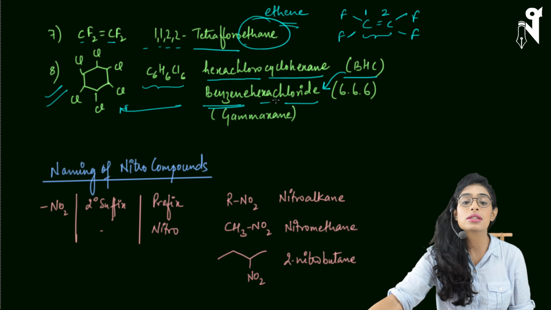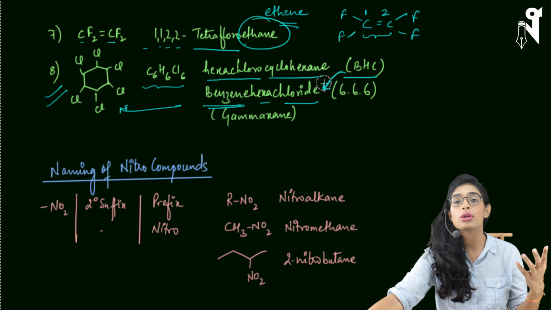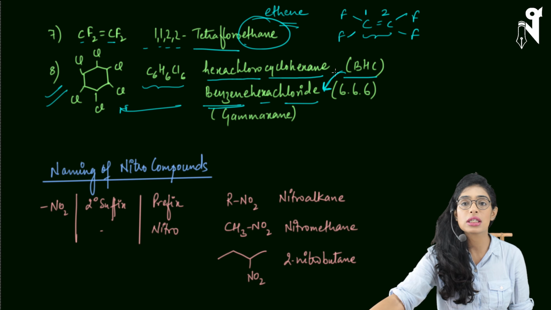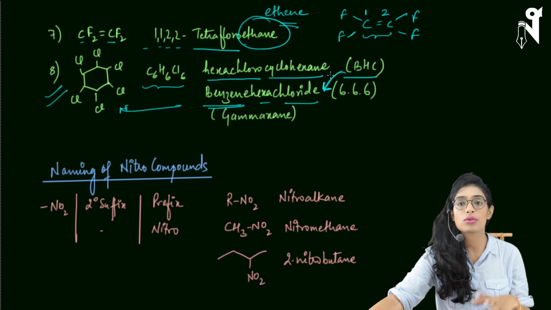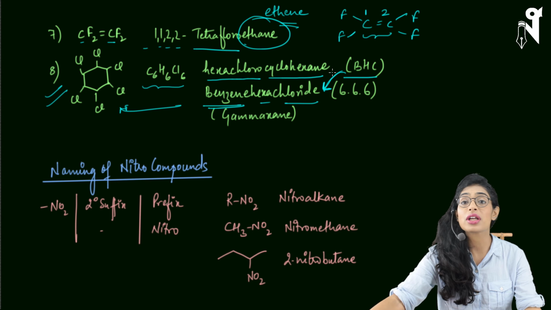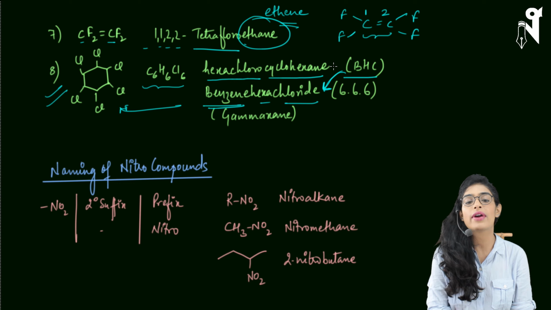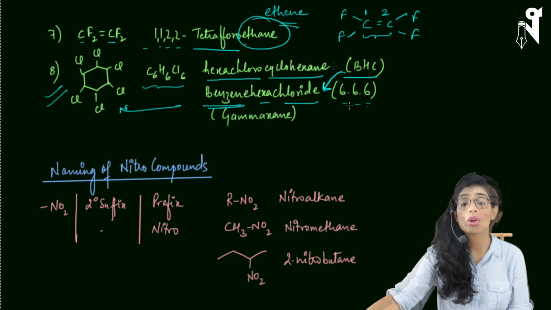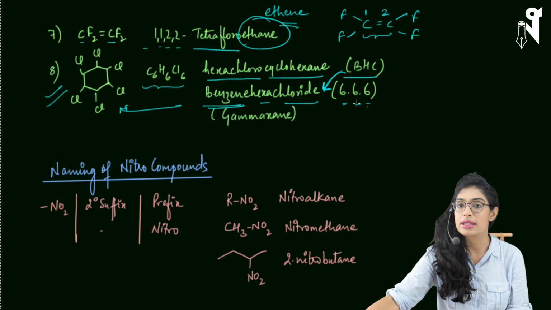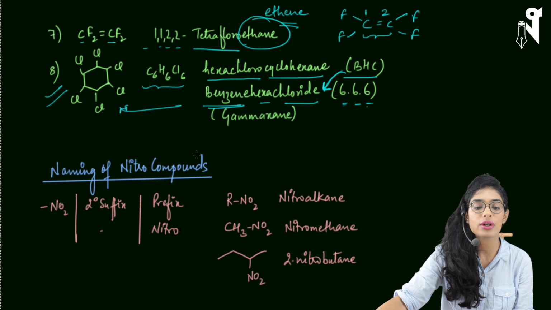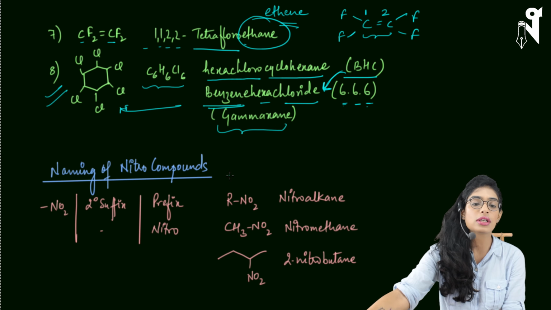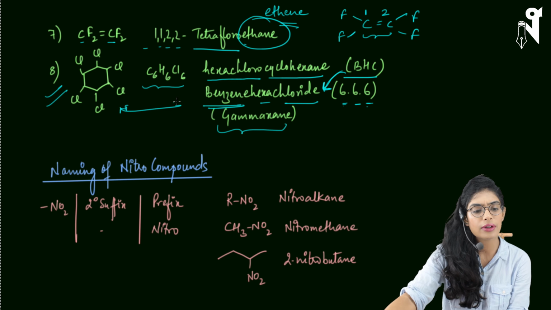Okay, so this is a common name, BHC. You'll go to the market, you can ask for BHC in specific industrial shops, and you get BHC. So this is available in the market with the name of BHC, not with the name of hexachlorocyclohexane. It is also called 6.6.6. And one more name we have for it is gamma-hexane. Okay, so this is a kind of a pesticide.